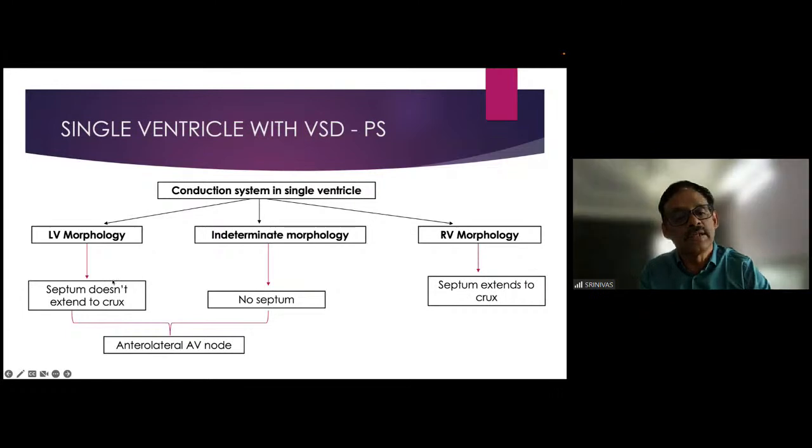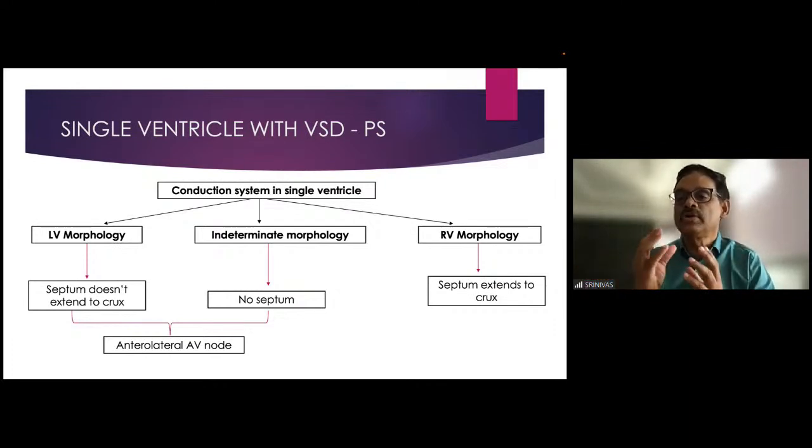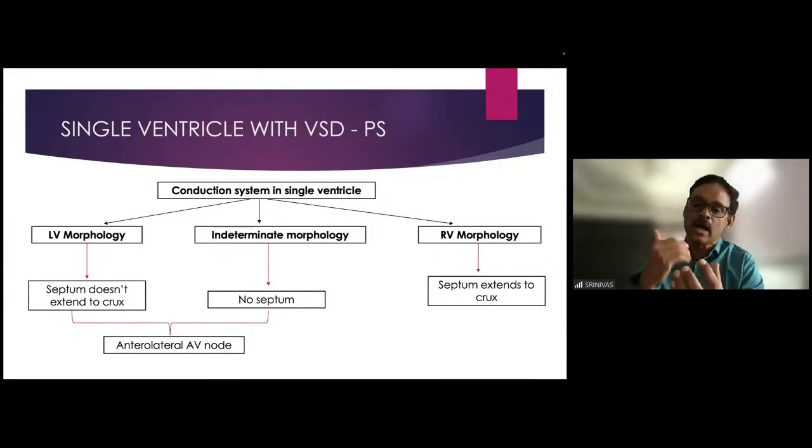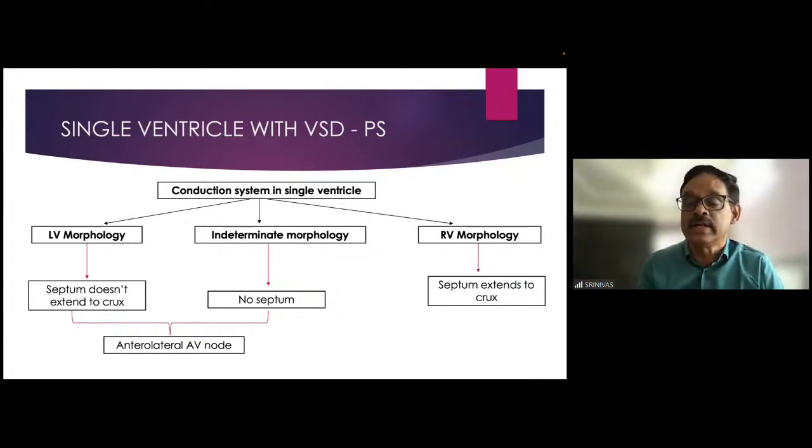Why does the septum not extend to the crux in single ventricle of LV morphology? What is the septum? The septum is what is present between two ventricles. Now here, if you consider an outlet chamber as a hypoplastic right ventricle, it is attached to the main ventricle, which is the left ventricle, in an anterosuperior location. The septum ends there, in the anterior portion of the main ventricle only. It does not go to the posterior portion of the left ventricle because the outlet chamber is attached to the main ventricle in the anterosuperior location, whether it is inverted or non-inverted. In both these situations, there is an anterolateral AV node. Similarly, in indeterminate morphology single ventricle, there is no septum at all, so you will have an anterolateral AV node.